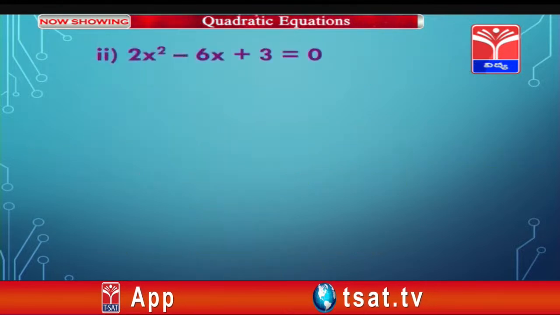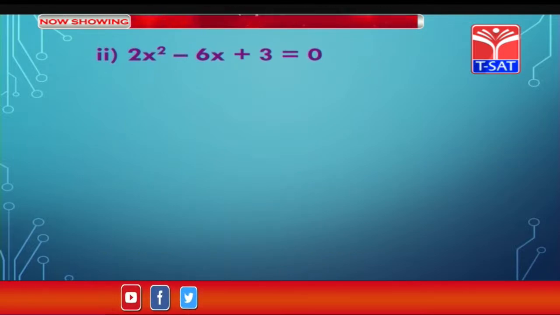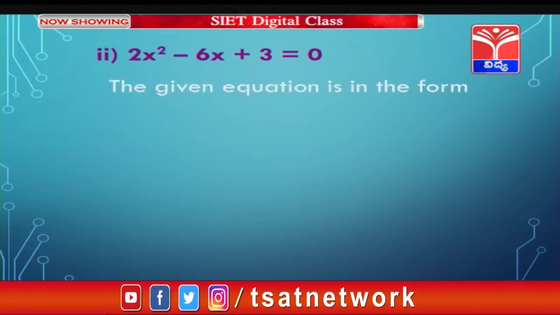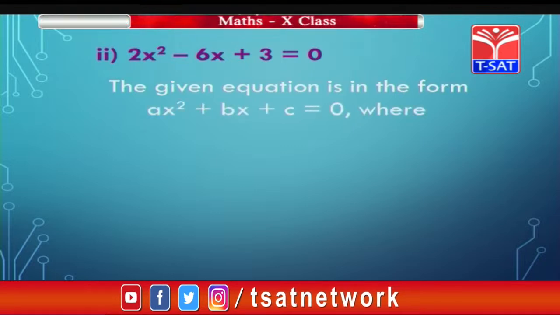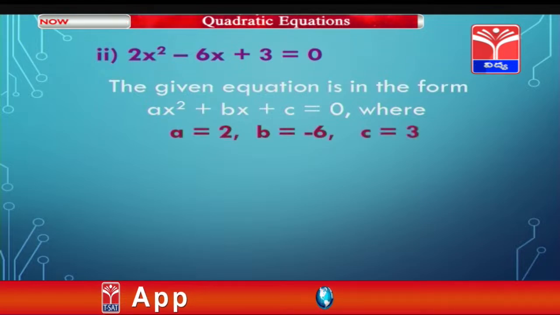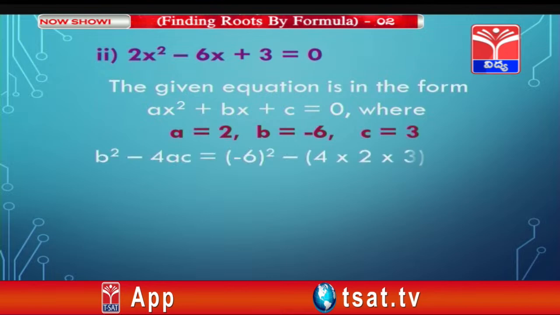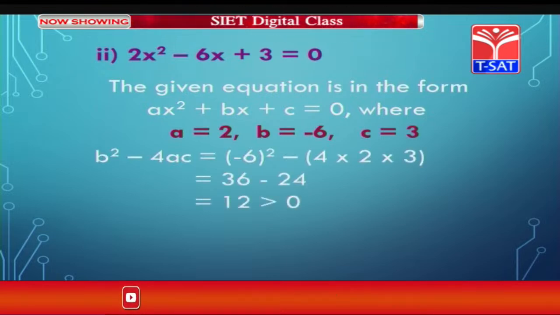Now, let us observe another case. We are given an equation 2x square minus 6x plus 3 is equal to 0. The given equation is in the form ax square plus bx plus c is equal to 0, where a is equal to 2, b is equal to minus 6 and c is equal to 3. Substituting these values in b square minus 4ac, what do we get, children?